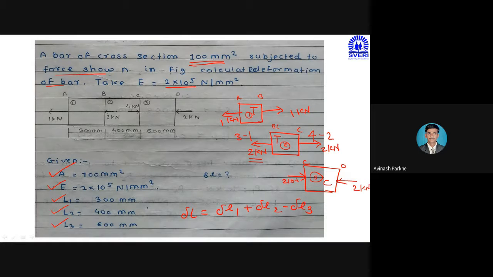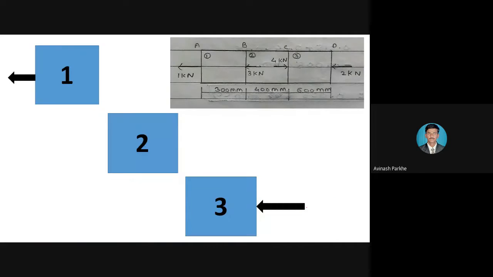Now in this particular figure, section 1 and section number 2 are under tension, therefore plus delta L1 plus delta L2, and section number 3 is under compression. So now find out delta L1, delta L2, delta L3. First of all, find out delta L1. So here I can write now.